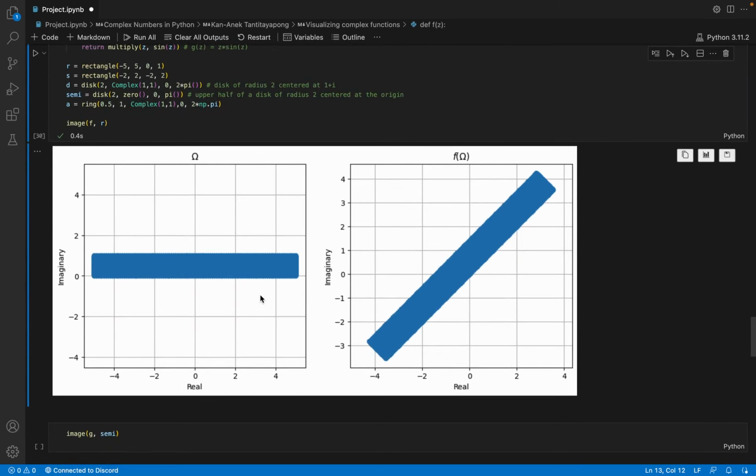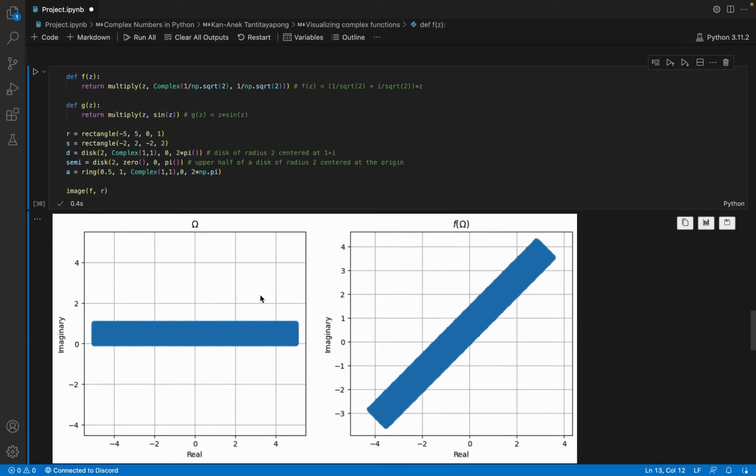So here on the left we can see the input region, and on the right the output region. If you notice, this input region is being rotated 45 degrees counterclockwise. That should make sense because the argument of 1 over root 2 plus i over root 2 is pi over 4.